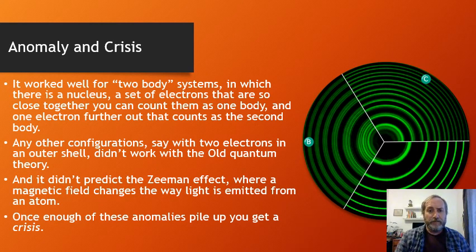It didn't do so great for other configurations, right? If you had two electrons in an outer shell, all of a sudden the predictions weren't working out. It didn't predict the Zeeman effect, so if you put an atom in a magnetic field, all of a sudden you get a blurring of these very discrete states, which shouldn't happen under the Bohr account, right? Any movement should be in these discrete jumps. All of a sudden you're getting a kind of blurry continuum when you introduce a magnetic field. So there's a couple of anomalies, right? As these pile up, you get what Kuhn calls a crisis.